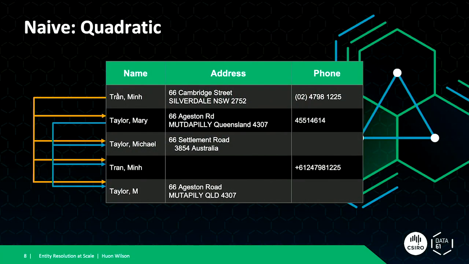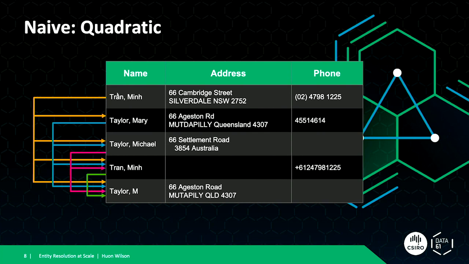Next, we compare the next record with the 3 after it. This is a nice optimization because we don't have to compare with the first one. We've already compared with it. And so on and so forth. We compare each record with the ones later. For these 5 records, this is pretty easy. It's only 10 comparisons. Not too bad.